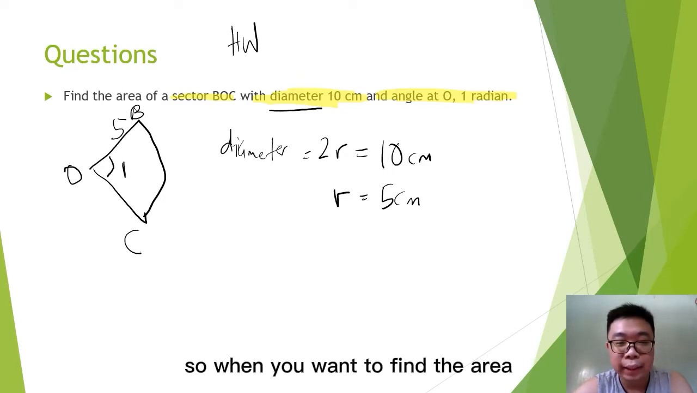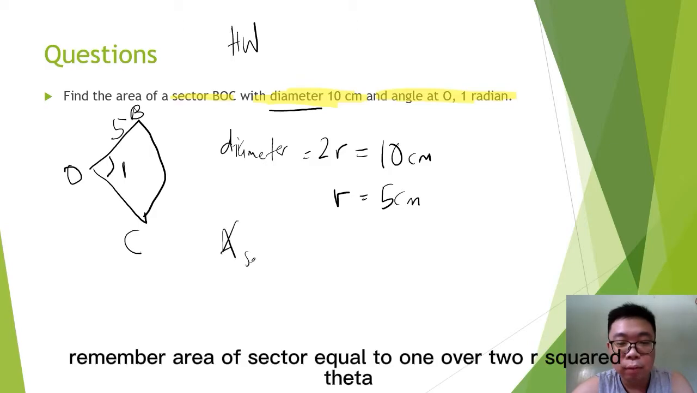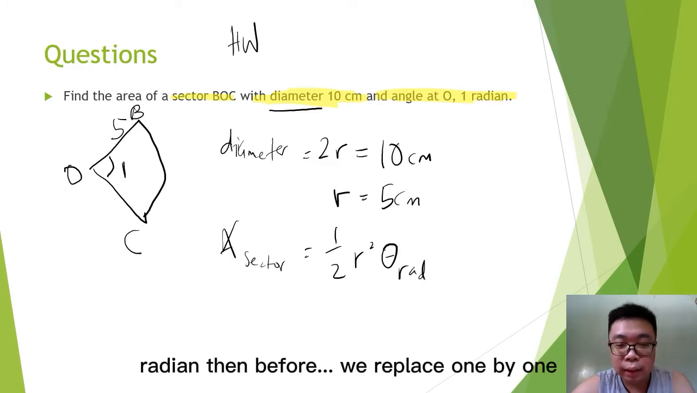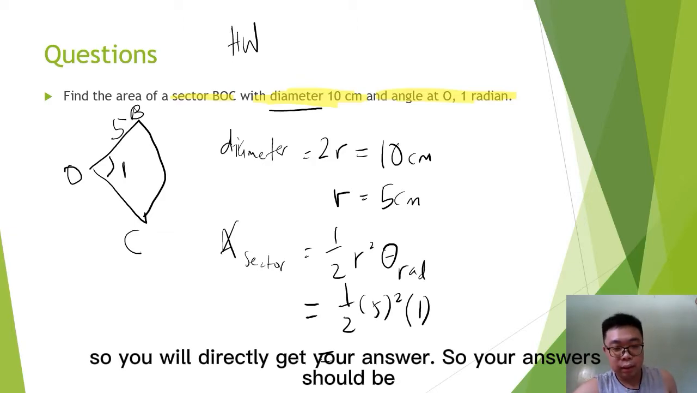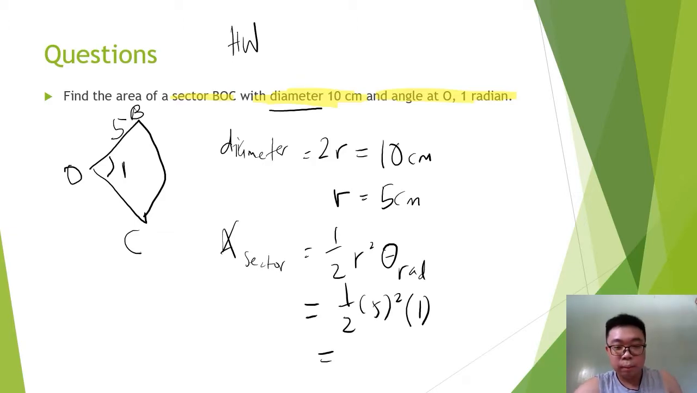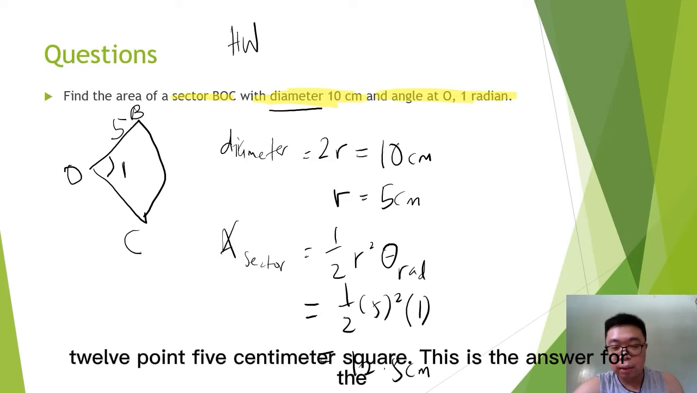When you want to find the area, remember area of sector equals 1 over 2 r squared theta radian. Then we substitute: r is 5, theta is 1. So you will directly get your answer. Your answer should be 12.5 centimeter square. This is the answer for the first question.